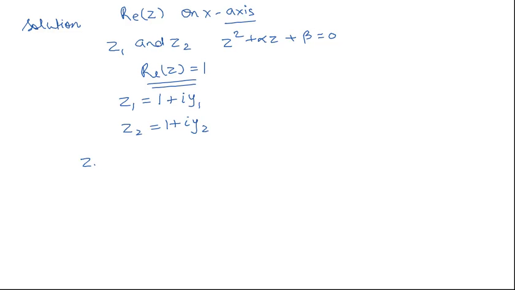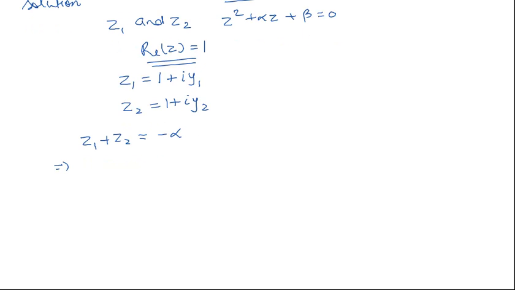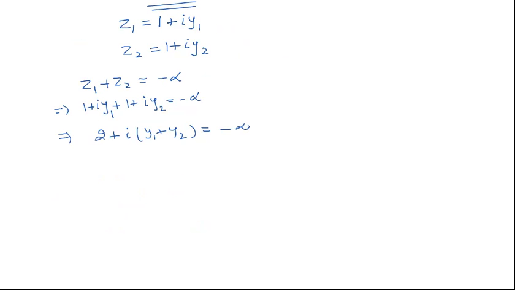Now as we know that in a quadratic equation the sum of roots z1 plus z2 is equal to minus alpha, and that will be equal to 1 plus iota y1 plus 1 plus iota y2 equal to minus alpha, and that will give 2 plus iota (y1 plus y2) equal to minus alpha. But as mentioned that alpha is a real quantity, its imaginary part should be equal to 0. That will say that y1 plus y2 should be equal to 0. That gives us y1 equal to minus y2.